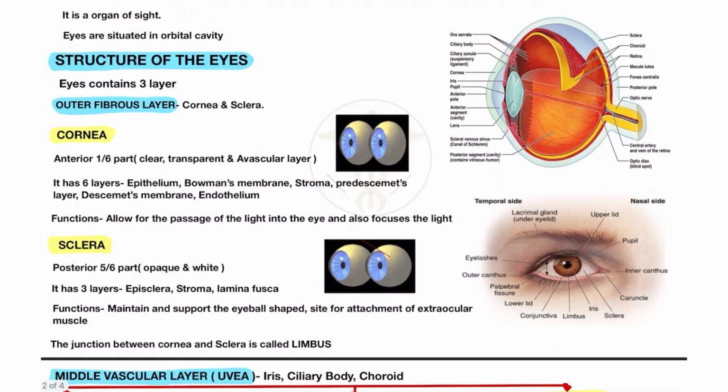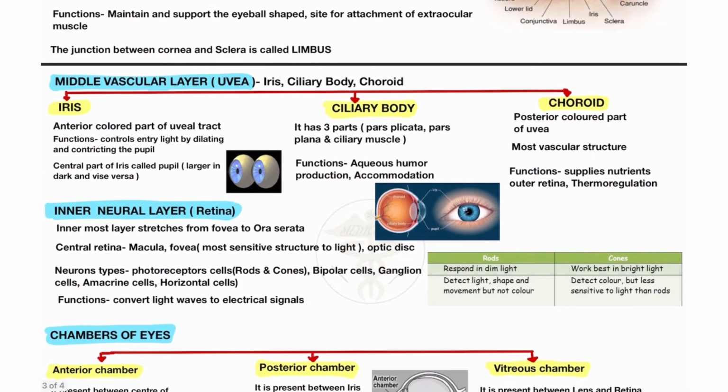Because it is connected by the suspensory ligament, it will dilate or contract on the basis of the light we need. So it helps in accommodation because it is attached to the lens. Both the lens and the ciliary body help in accommodation because both are connected by the suspensory ligament. The size of the ciliary muscles and the shape of the lens change, so they help in accommodation. So there are two functions of the ciliary body: first is aqueous humor production and second is the accommodation function.